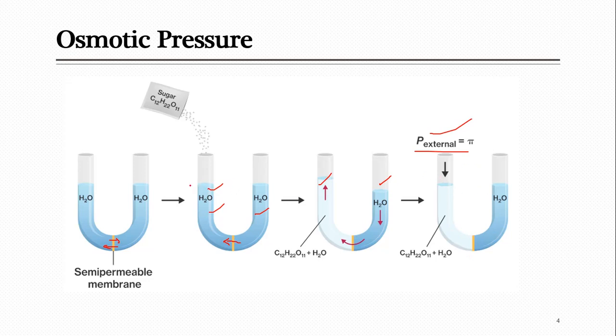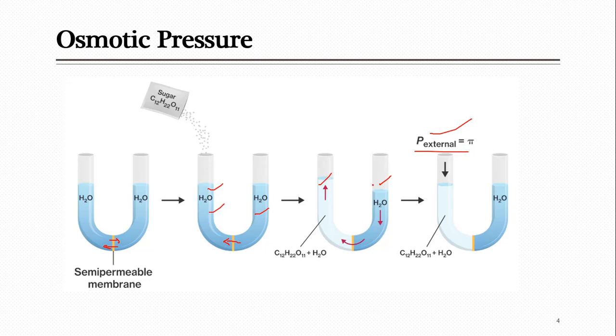Suppose you added the sugar on this end and you saw that water has started traveling from the right side to the left side, but I do not want this water to move to this side. I do not want this osmosis to take place. So what I can do is just apply pressure. Now how much should this pressure be? The external applied pressure should be equal to the osmotic pressure.